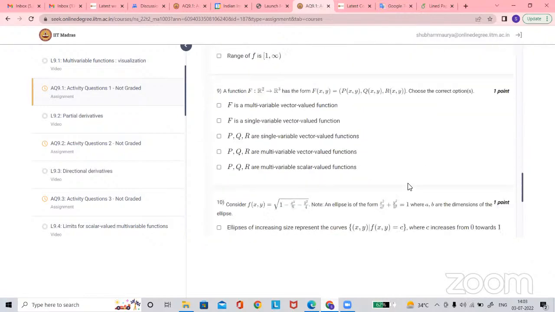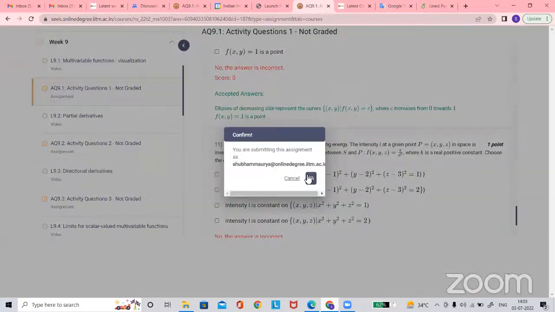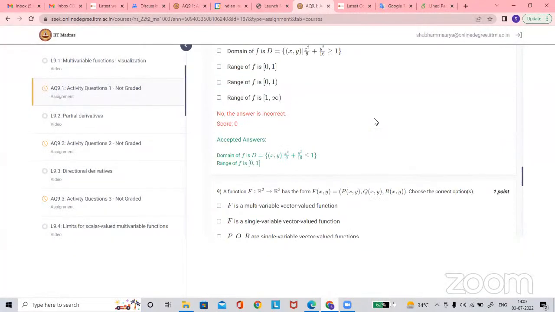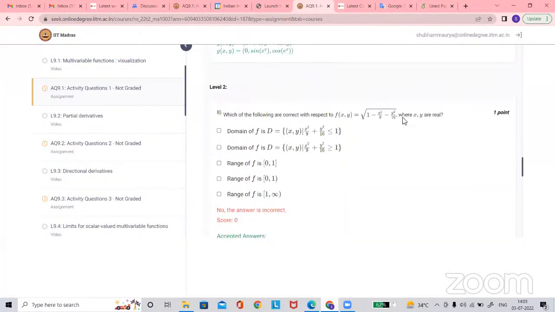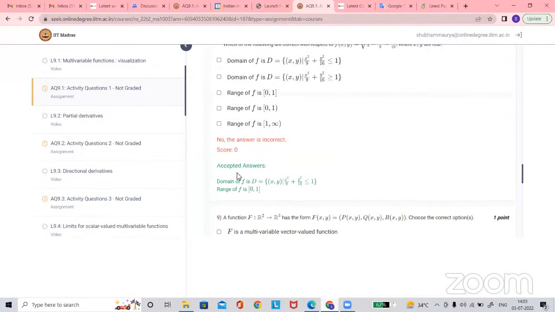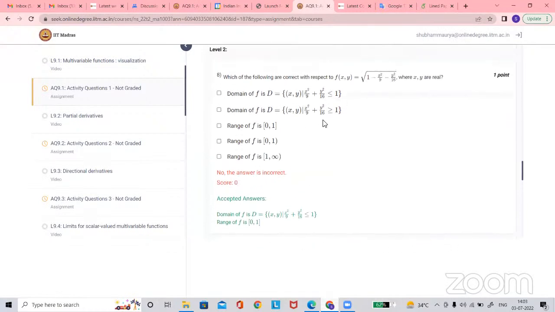Okay, let me check which option is wrong and which is right. This question asks for the domain and range. Sir, how could the domain be less than 1? It should not be greater than 1. If it is greater than 1, then a negative value will come inside the root, and we don't have the root of a negative in the real domain. It would be in the complex domain.